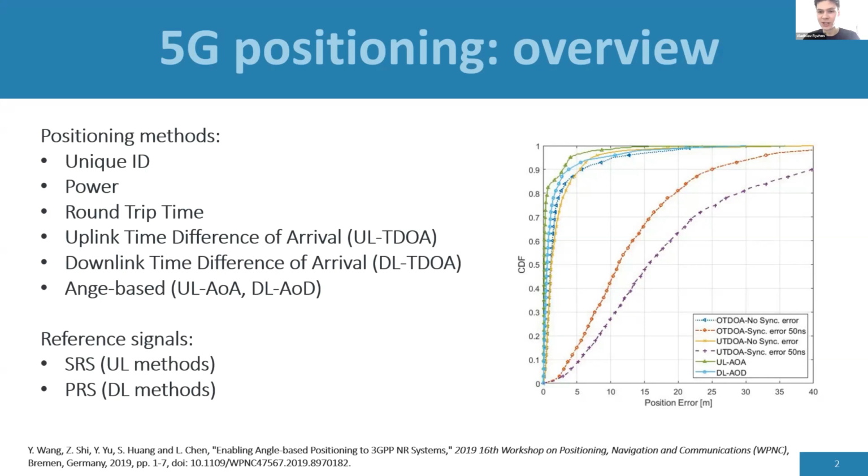So let's look at the picture. We see that the green one is the best. The picture is taken from this article. The green one is the uplink angle of arrival method. We use this one for further disclosure.